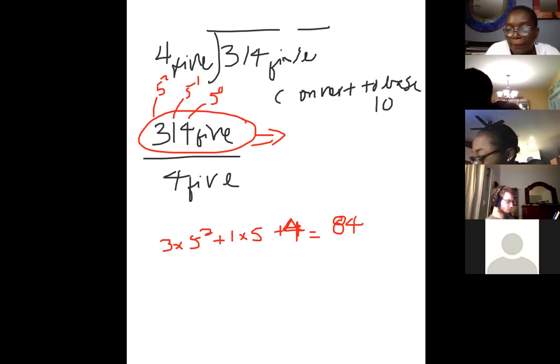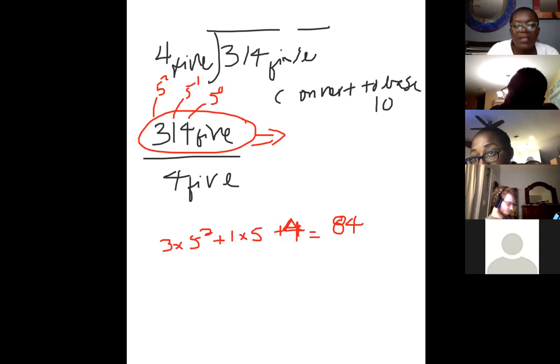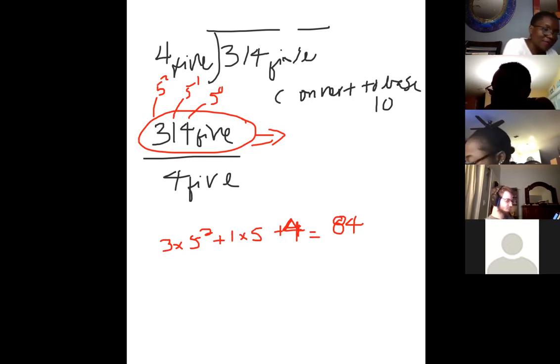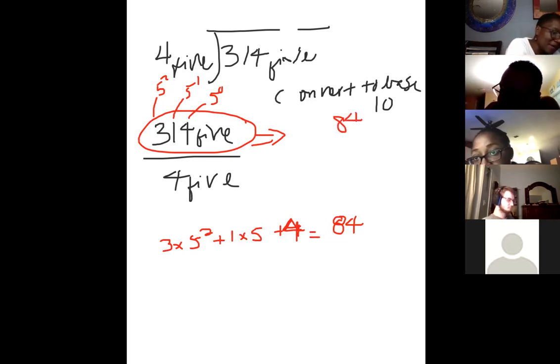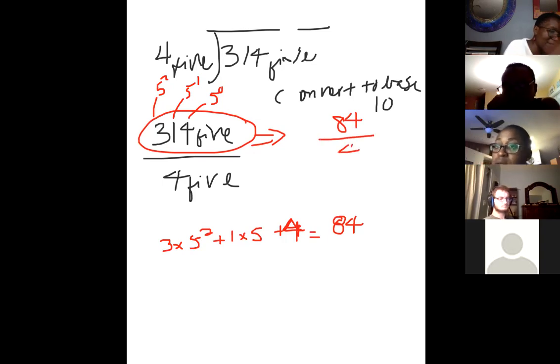Sure. I didn't get anything yet. Okay, give it a try. Yes, I got 84. I converted 314 base 5 to 84. Yeah, 84. So this is 84 in base 10. Now I'm going to divide it by 4.